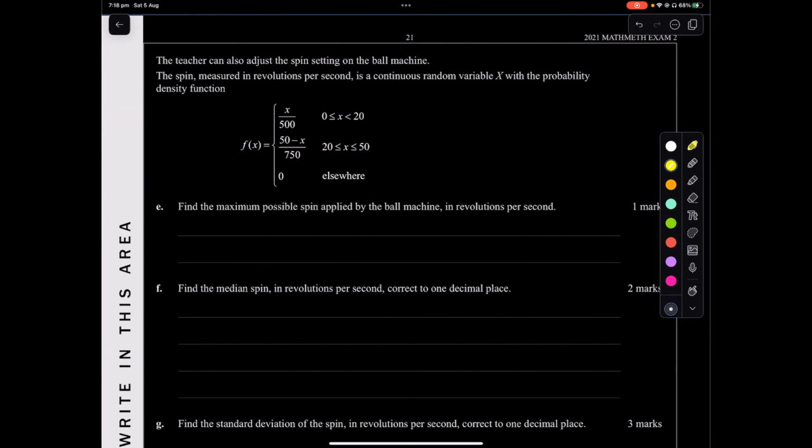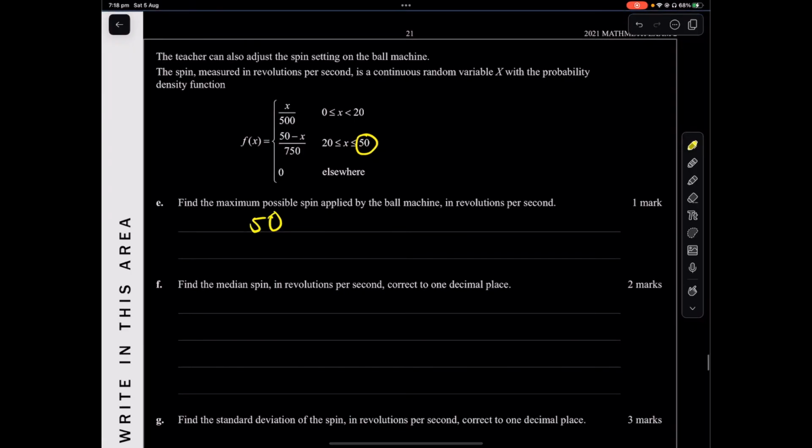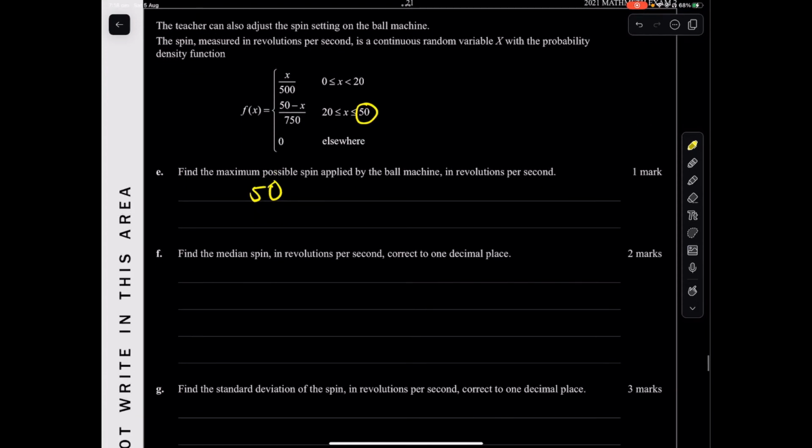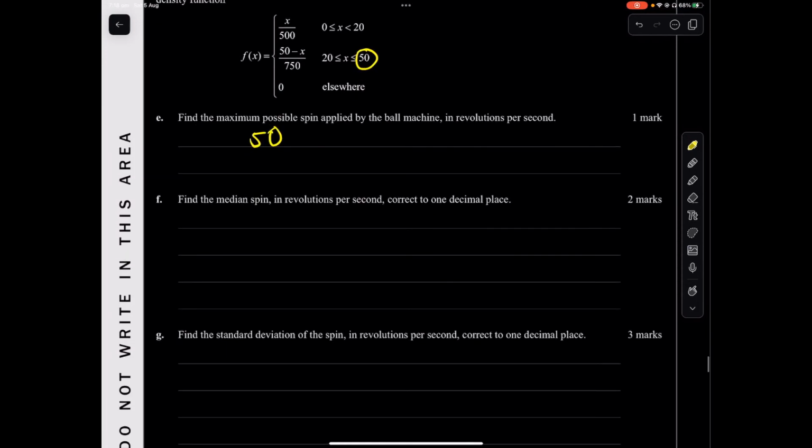The teacher can also adjust the spin settings of the ball machine, spin measured in revolutions per second. In a continuous random variable with the probability density function, find the maximum possible spin applied by the machine. So the highest is 50, because that's the highest, the speed, and it's equal to 50. So yeah, that's your answer to that. That was very easy. Find the median spin. Median spin. Okay.